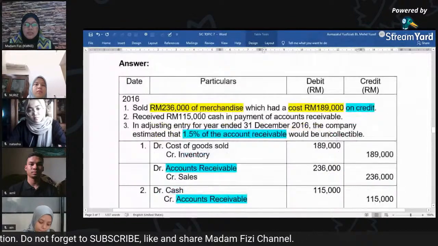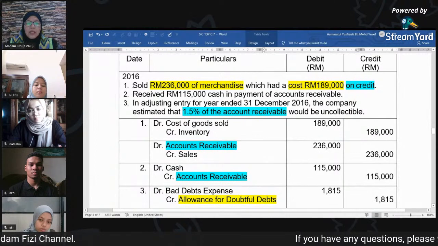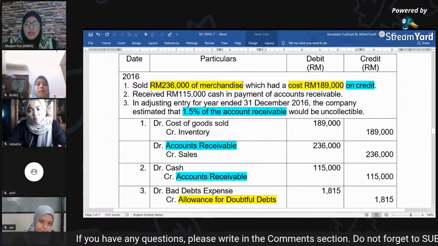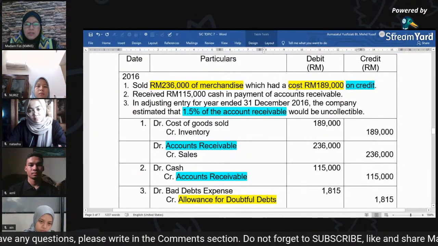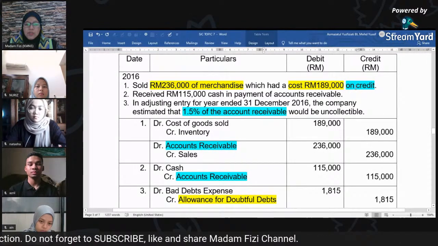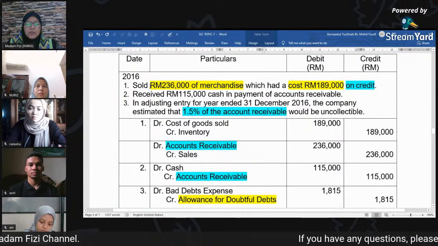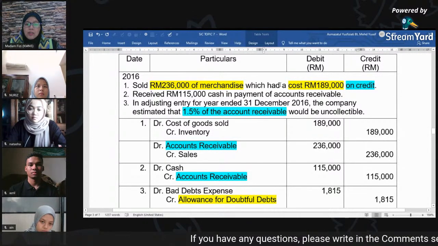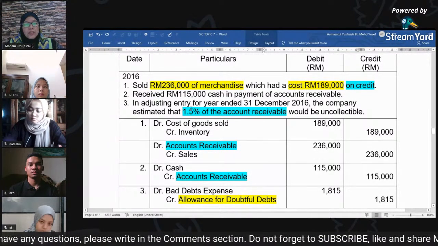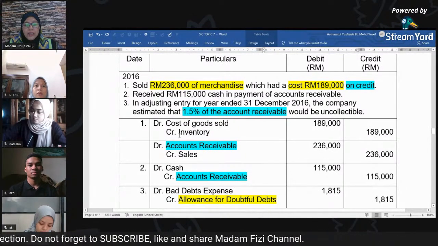Now we look at the answer. For 2016, first, sold 236,000 of merchandise which had a cost 189,000 on credit. On credit maksudnya secara hutang lah. So sold tu means sales, cost tu means cost of goods sold. Now kita buat cost of goods sold, debit cost of goods sold and credit inventory.